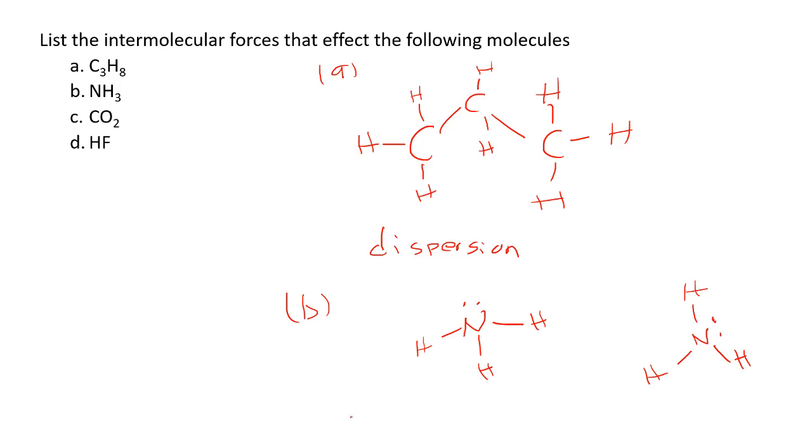So for B, we have dispersion, because all molecules are going to have dispersion forces, and that's our weakest. Then we'll have dipole-dipole, because we have a polarity difference. And then we are also going to have hydrogen bonding, which you can also just write H bonding, or you can write hydrogen bonding. It's okay either way. So for B, we have dispersion, dipole-dipole, and hydrogen bonding.